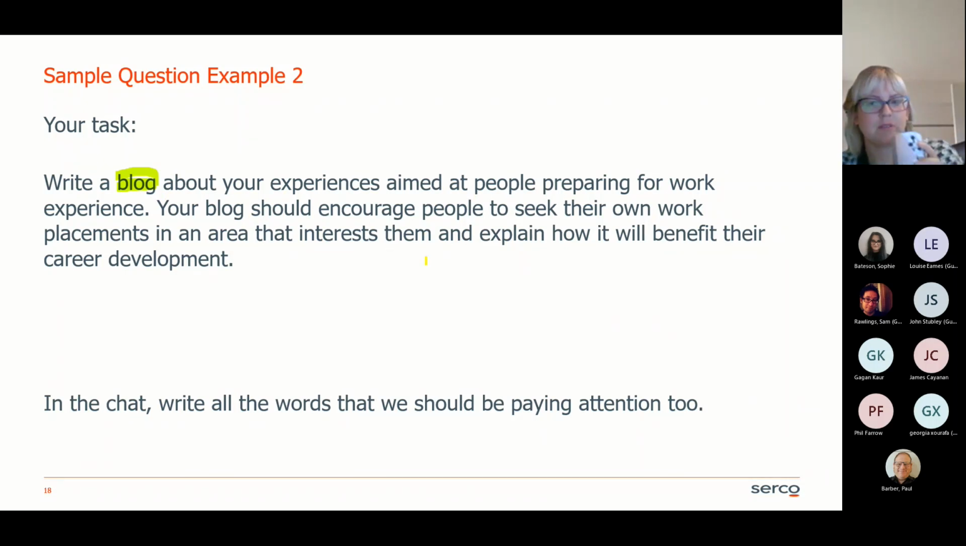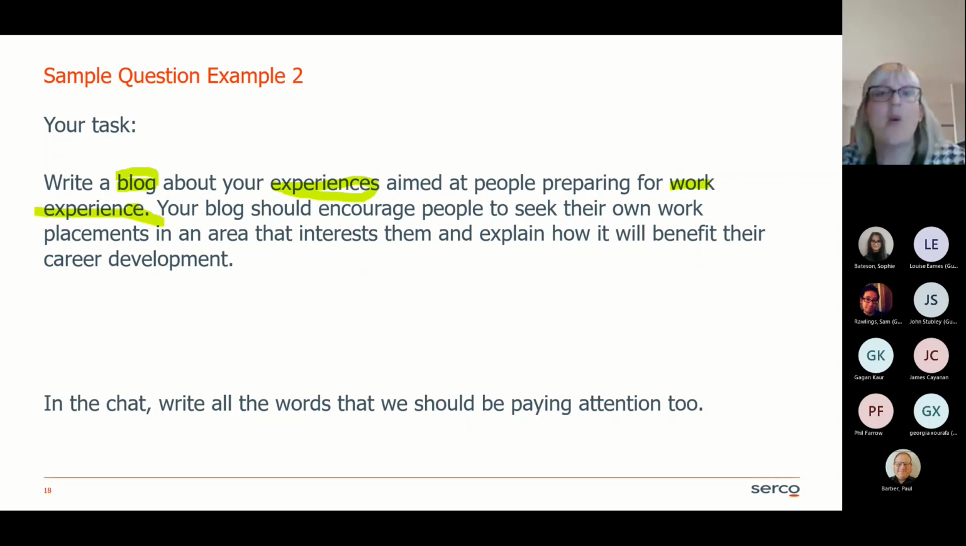Anything else? Experiences. Experiences, lovely, yes. This is following a slightly different pattern. So the experiences is coming second, but that is your key verb. So this is going to be all the information that you're going to be including. Work experience, lovely. Fab, work experience.